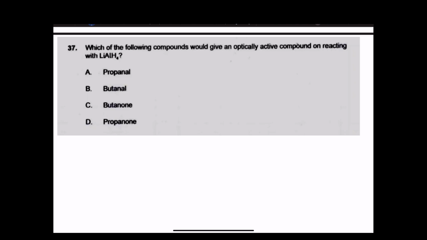Moving on to 37, which of the following compounds will give an optically active compound on reacting with LiAlH4? Okay, LiAlH4 means it will be a reduction process. Propanol. This is propanol. If I do LiAlH4, it will give me CH3, CH2, sorry, CH2, COH, H. Fine. So this is not optically active. First one will be cancelled.